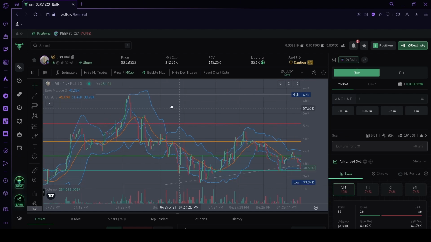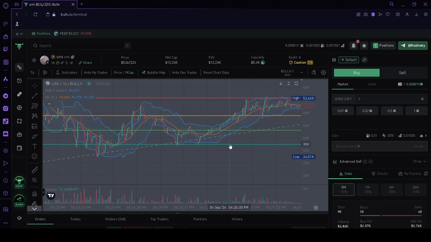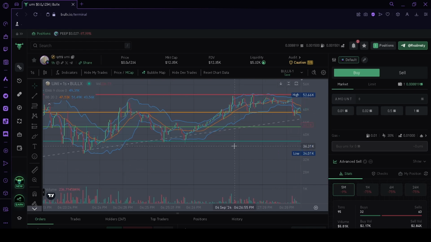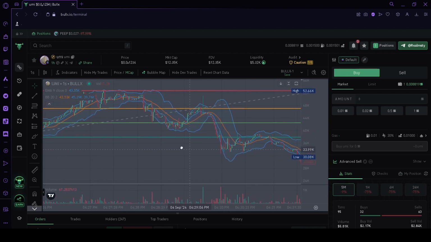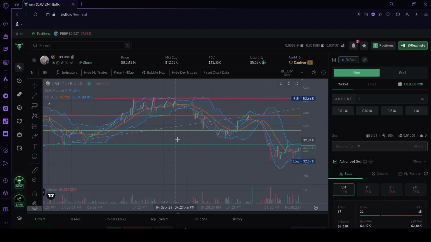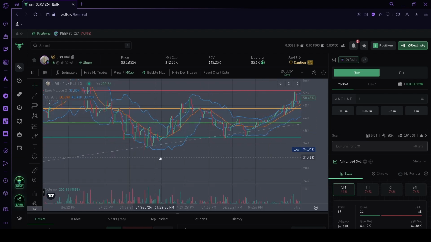Let's find an oversold now. When the price touches or breaches the lower band, it signals a potential buy or entry as the market is likely oversold. So let's go and find a potential entry. So let's see.